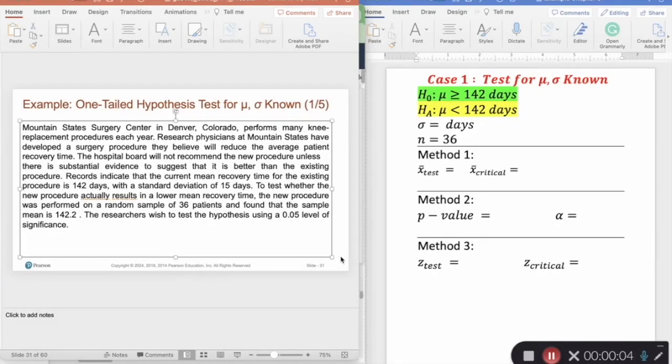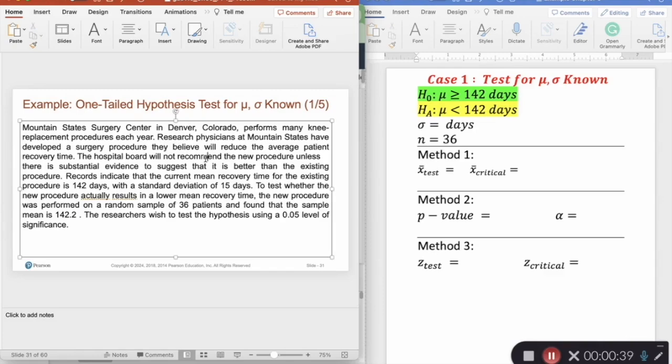Okay, this is the first example we are going to do. First of all, we will be discussing the first case. So we will have many cases. The first case is when the standard deviation of the population is known, as we did in chapter 8. When the standard deviation of the population is known, then we will be able to use the z-test, or the standard normal distribution. So let's look at this example.